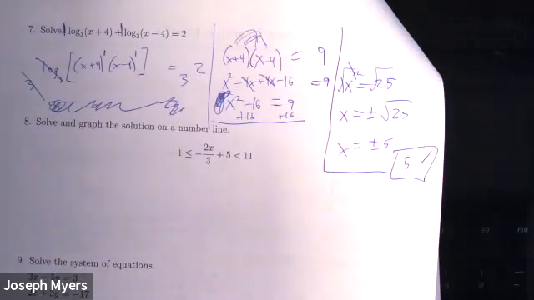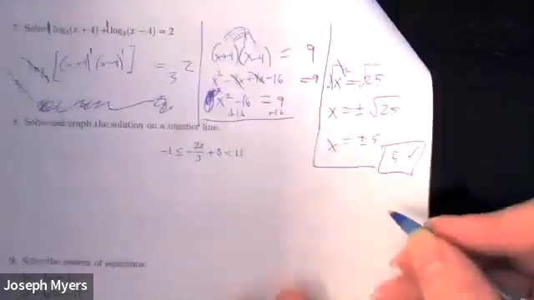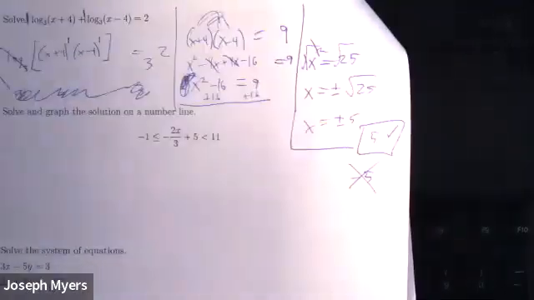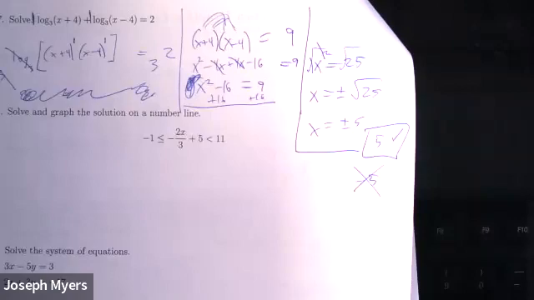Now look at negative 5. Is negative 5 an answer or not? Well, try it out. Negative 5 plus 4, what's that? Negative 1. So you can't have a 0 and you can't have a negative in a logarithm. It's not possible. So that means that negative 5 isn't actually an answer at all. So only positive 5 is the real solution to that equation. So we're done with that. Any questions about that?